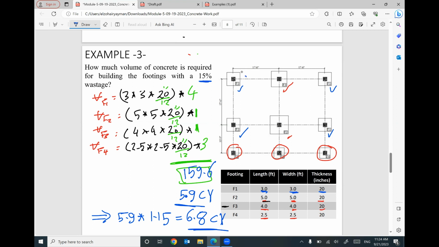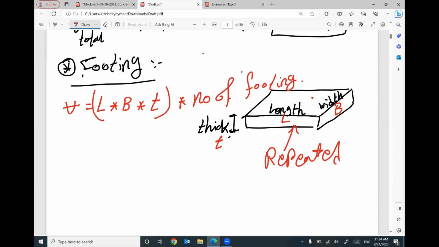So the final conclusion, if you have footing, you need to multiply length by width by thickness, be careful about the unit, times the number of footing. Sometimes the number of footing is for all of them, because all of them are the same size. Sometimes we need to repeat this calculation for each size.